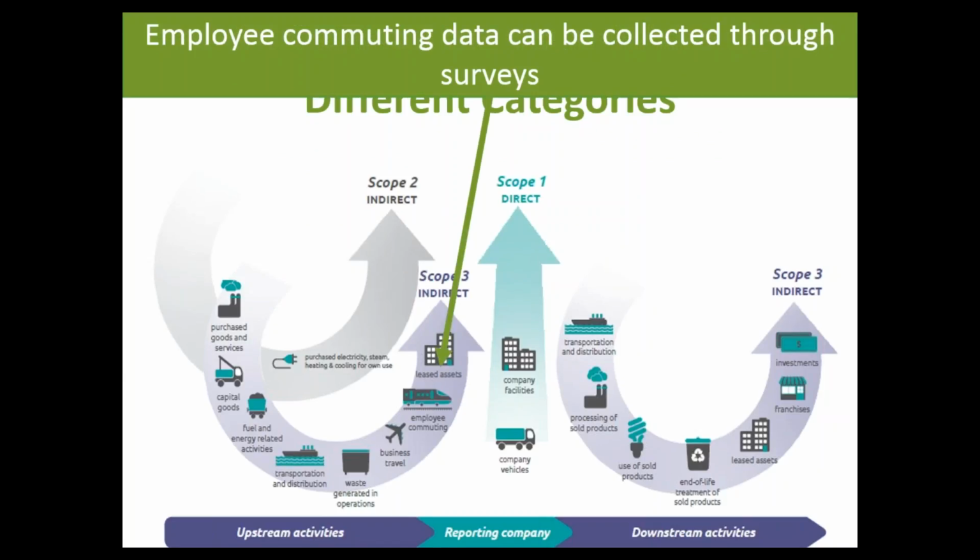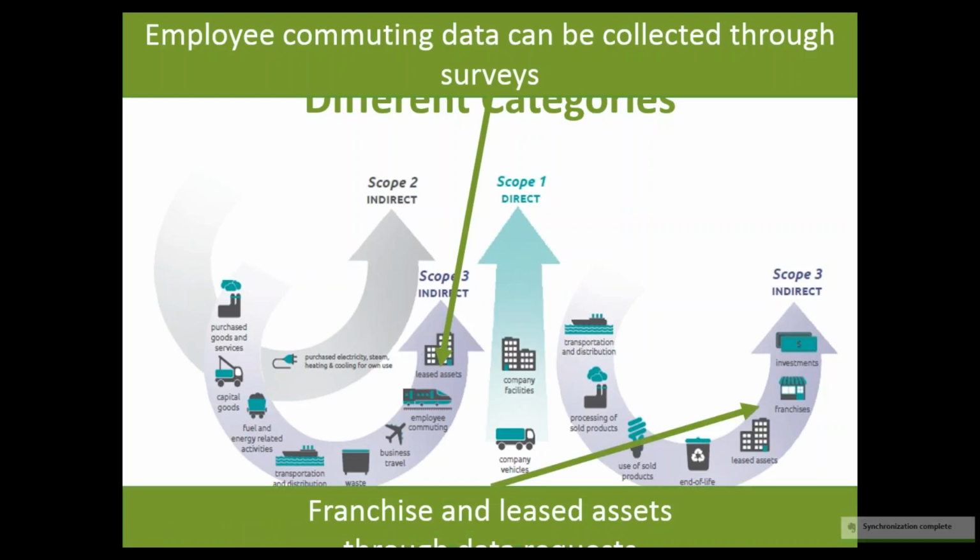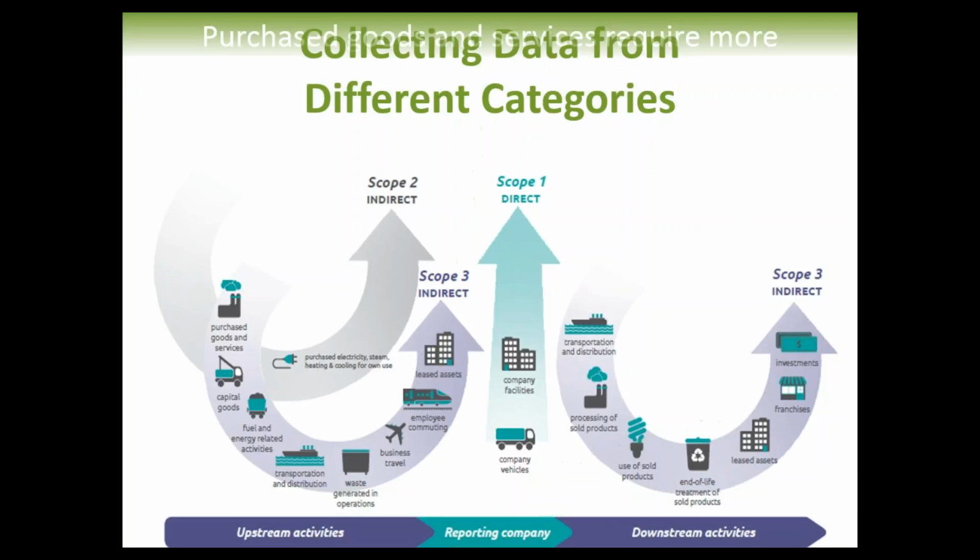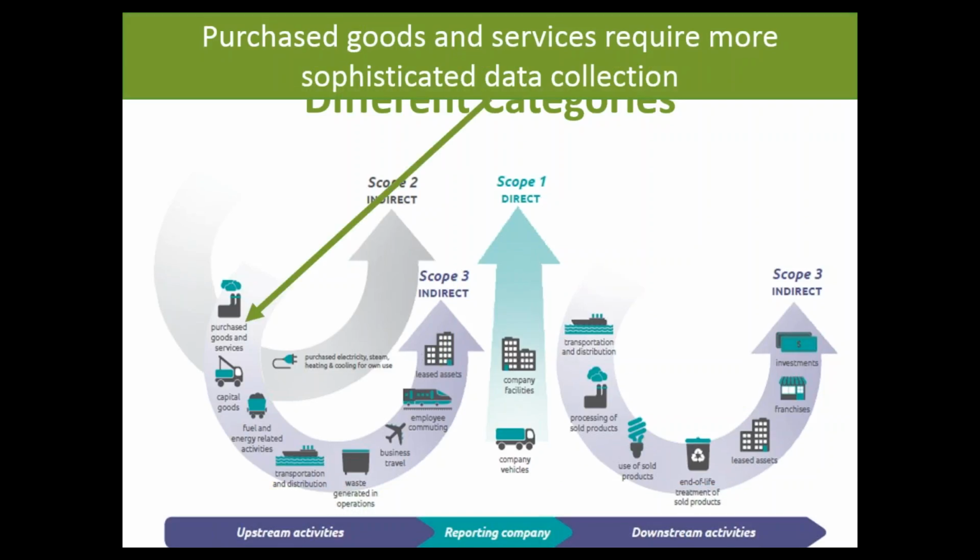When you look at things such as employee commuting, this data can be collected through employee surveys or even rough estimates based on national average employee commute distance. Things like franchise and leased assets, these can go out through data requests about energy use. Purchased goods and services requires, I would say, much more sophisticated data collection and analysis steps than any of the other Scope 3 categories.